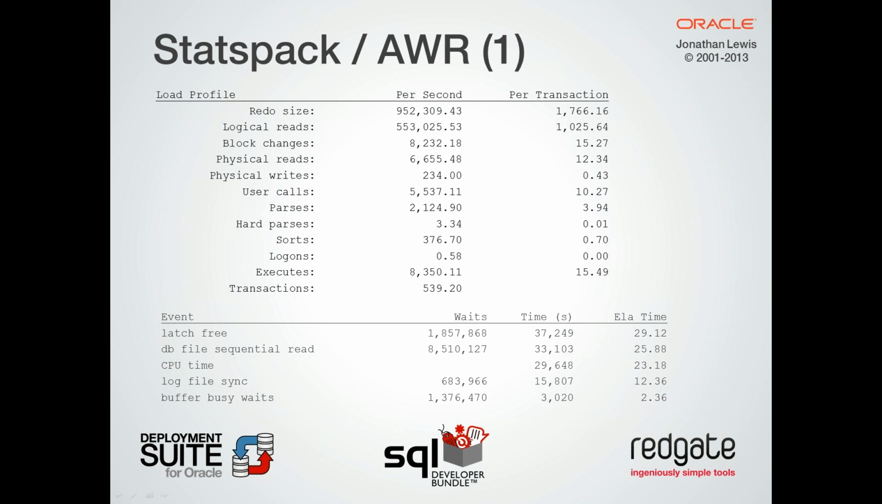And we've got 5,500 end user calls, like a parse call or an exec call or a fetch call per second over the hour. And looking down at the event, where is our time disappearing to? Well, of course, you look at something like the CPU time. In an hour, we've used 29,000 seconds of CPU.